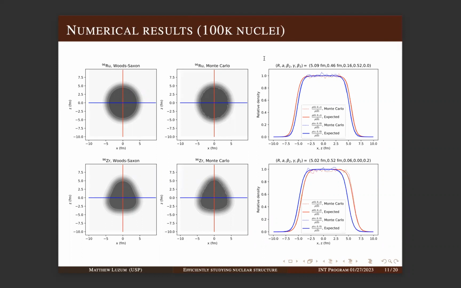This is for how many samplings? How many events? Good question. You said 400K? Yeah, 100,000 nuclei. Excellent. Thanks, James. Thank you.